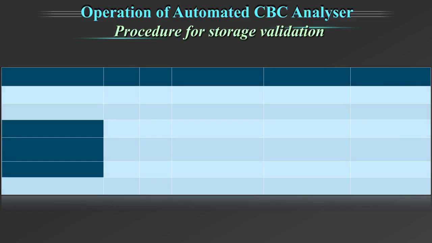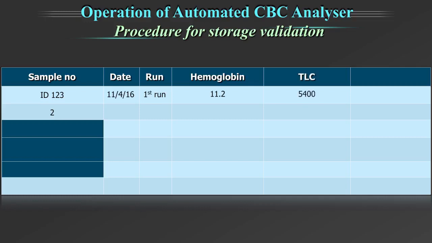Now let us take an example. A sample number ID 123 is run on 11/4/16, which is the first run, and the hemoglobin level is recorded as 11.2, TLC 5400, RBC count 4.5. The same sample is run on the next day after 24 hours on 12/4/16. This is the second run. Here, the hemoglobin values are 11.1, TLC 5600, RBC count 4.3.